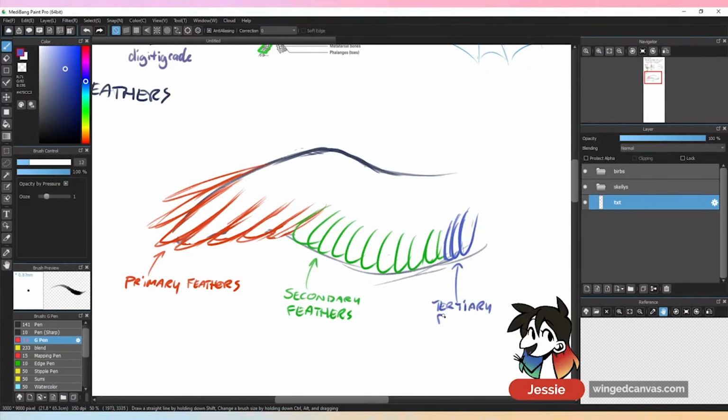These are your tertiary feathers. So those are the most important ones. If you think of an airplane, these secondary feathers are what help the bird steer, right? Most of the time. These ones are what help them hover, I believe.